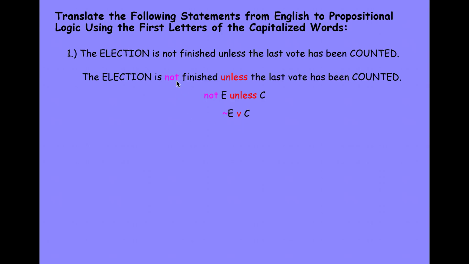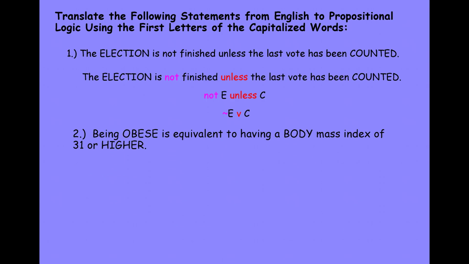However, when I looked at this, remember, I said that not is embedded in this simple statement, and it's right next to the verb for the simple statement, so it seems to be denying that the election is finished. So not E seems to be tilde E. That seems to be the scope of our tilde. The unless is embedded in between the 2 simple statements, and so our wedge or our disjunction seems to be a disjunction between not E as one disjunct and C as the other disjunct. So we don't have to introduce any parentheses to disambiguate things. Let's take a look at our next example.